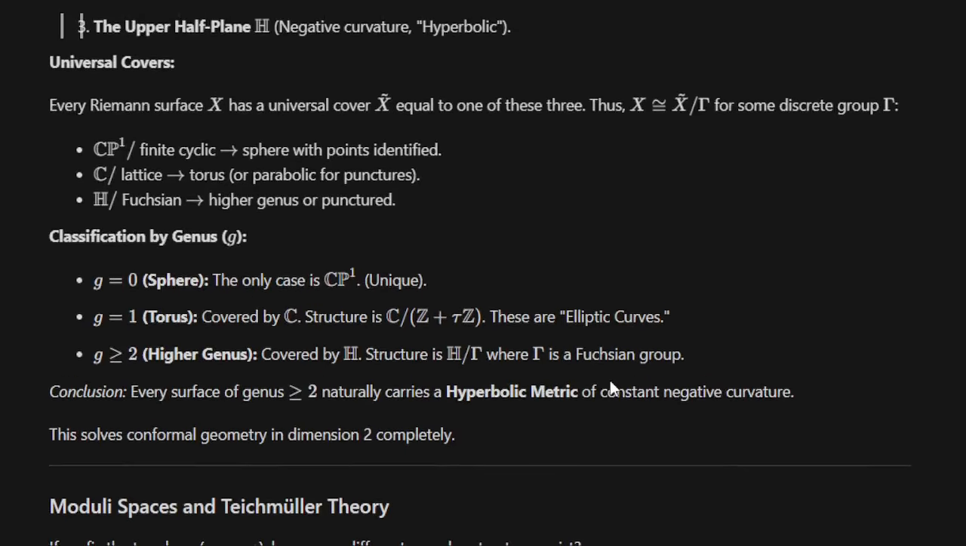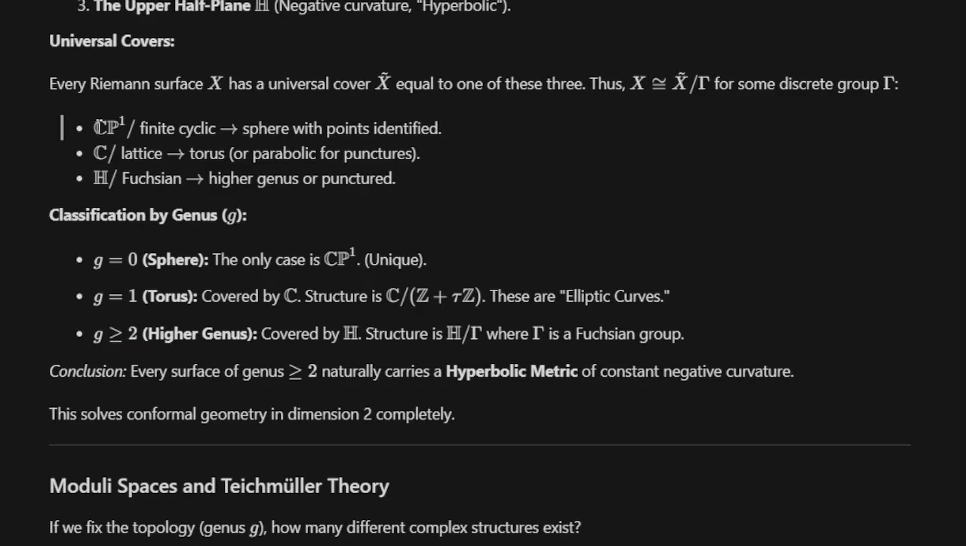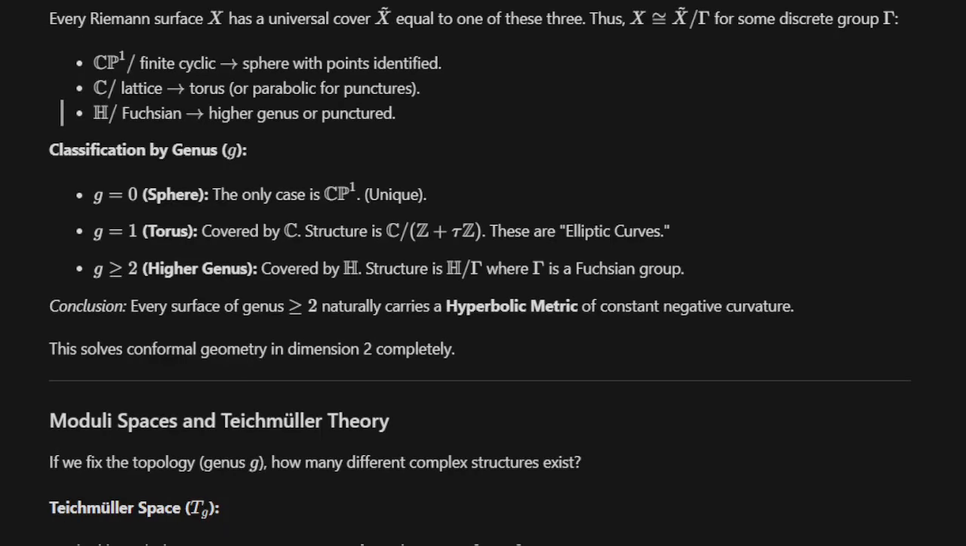So for the Riemann sphere with finite cyclic groups, we get a sphere with points that are identified. The geometry really is just spherical and it's uniquely determined. For genus 1, it's covered again by the complex plane. The structure is determined by the lattice parameter tau, and again, elliptic curves.